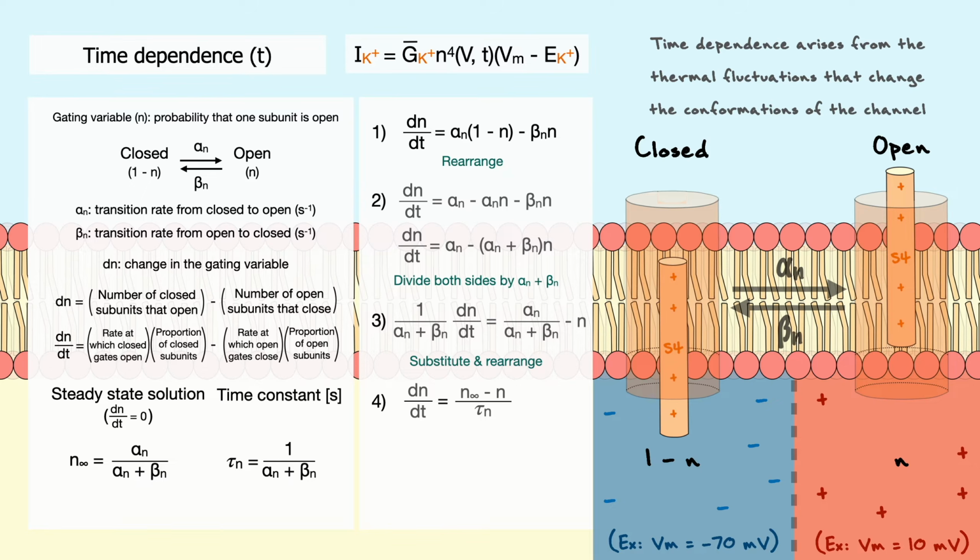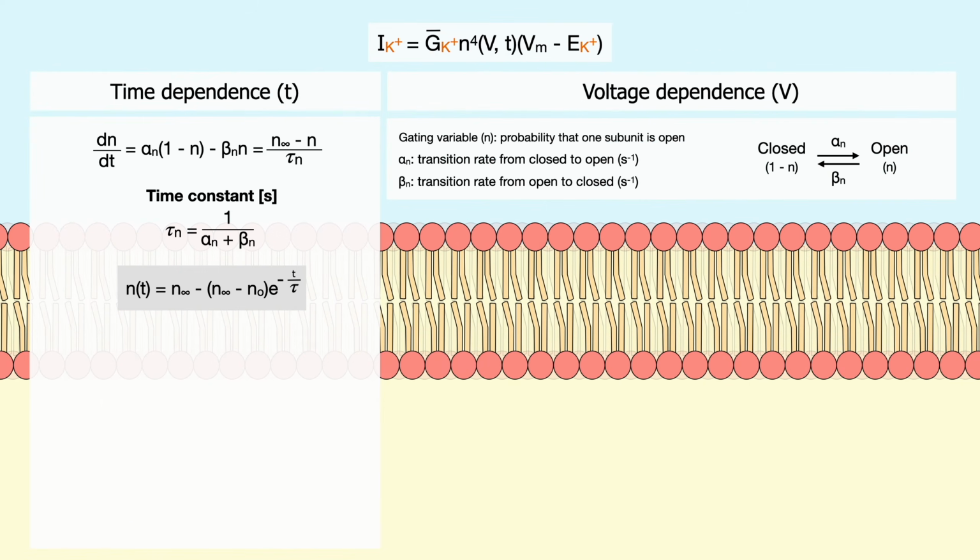When we assume that the voltage is at a fixed value, the solution to this differential equation corresponds to this. Before we analyze this equation in more detail, remember that the transition rates alpha n and beta n greatly depend on voltage. Consequently, n infinity as well as the time constant are also voltage dependent. For that reason, let's briefly cover the voltage dependence, and then we will come back to this equation to properly analyze what all of this means.